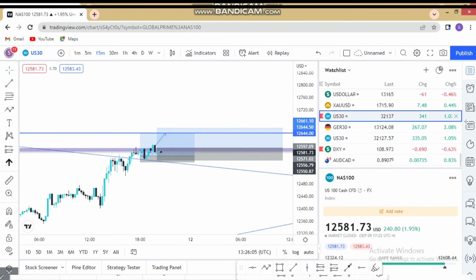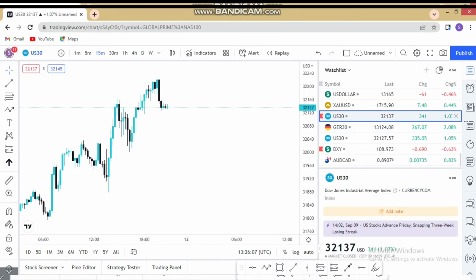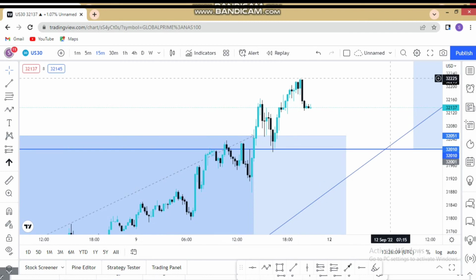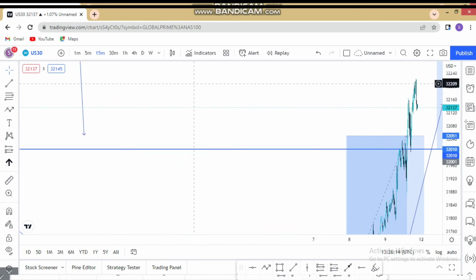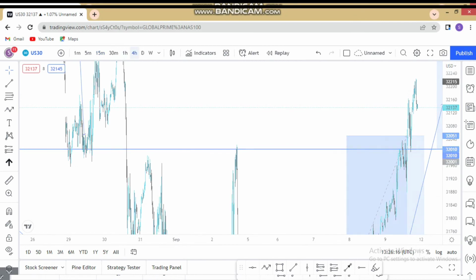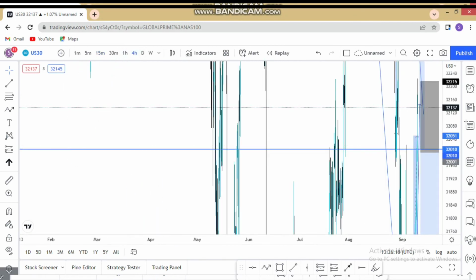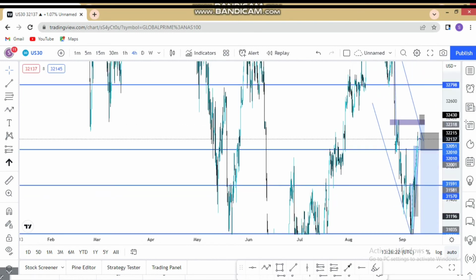So yeah, guys, now let's go to US30. That's where we will end. Let's see what's happening here, because I see an analysis on US30. Let's see if our analysis is correct or what.